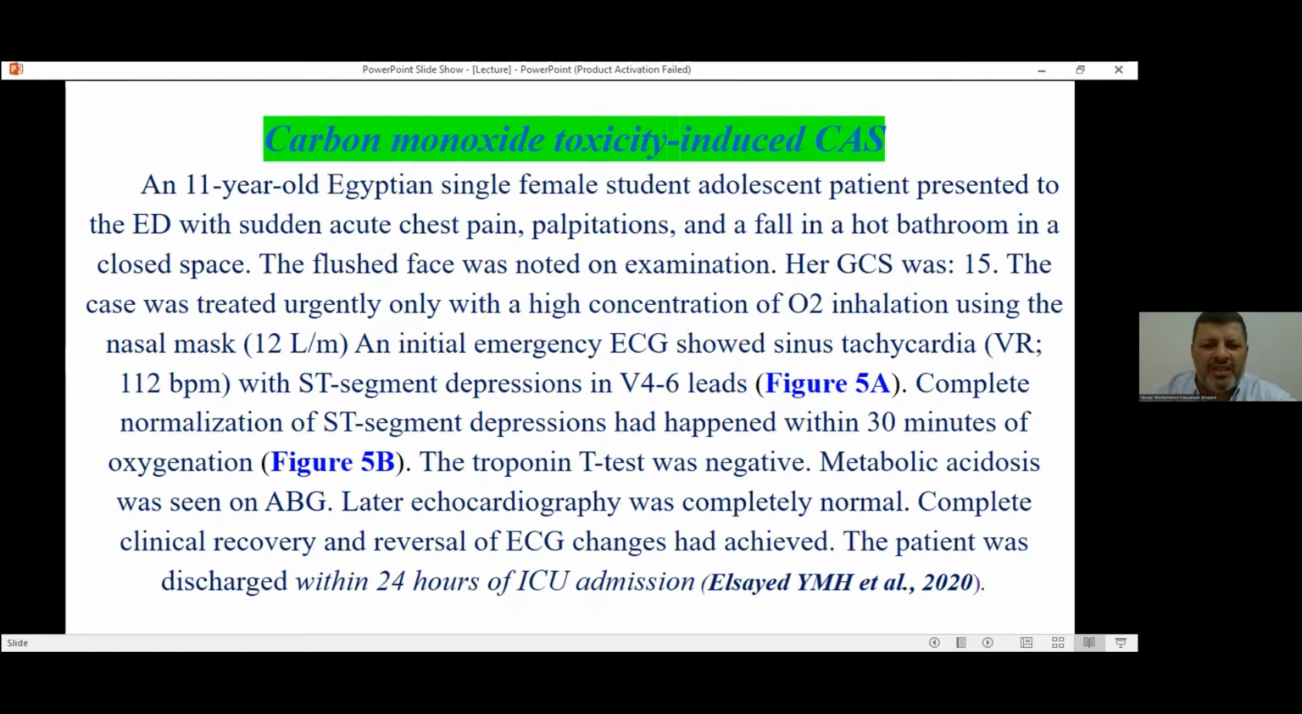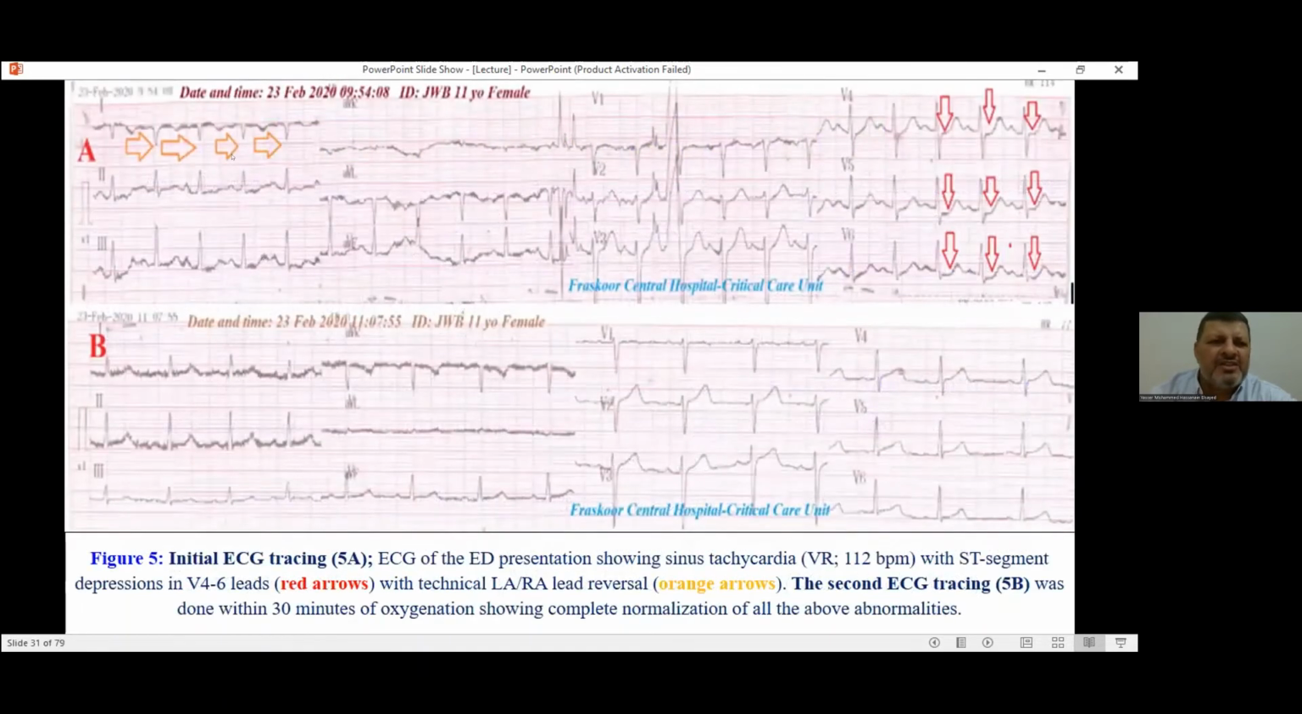ECG, let us see. As you see, there is a technical error in the first tracing, but the most important point here is ST depression in V4 to 6 with sinus tachycardia. After oxygenation, there is improvement of the ST segment, and the sinus tachycardia has mostly improved in the second tracing.